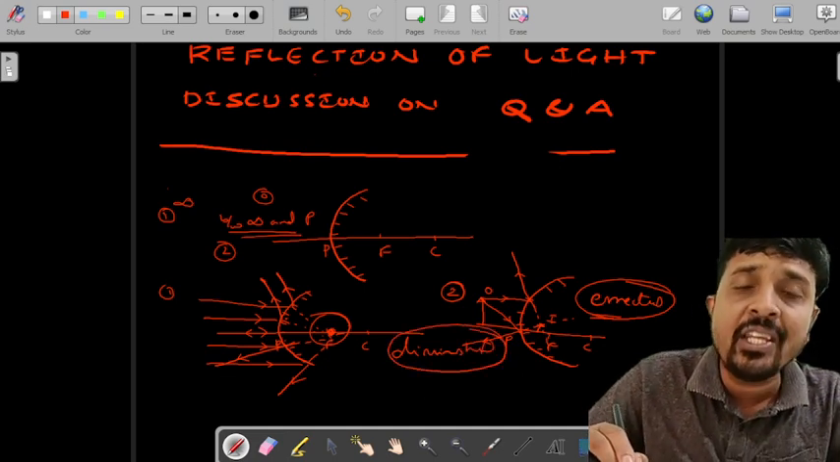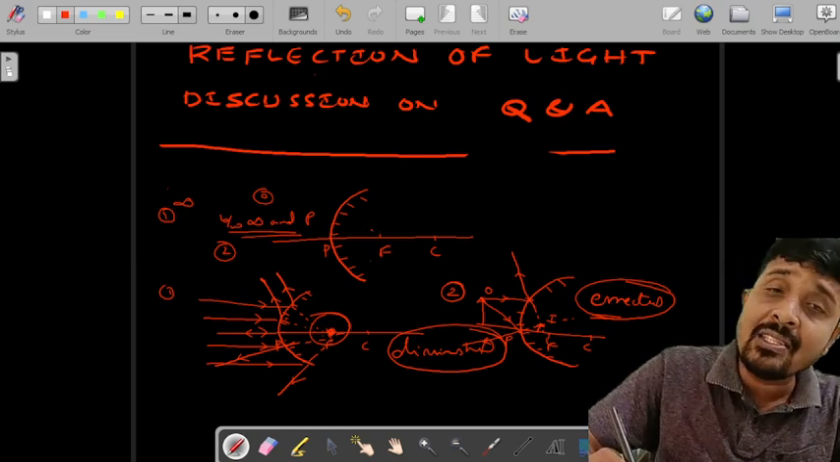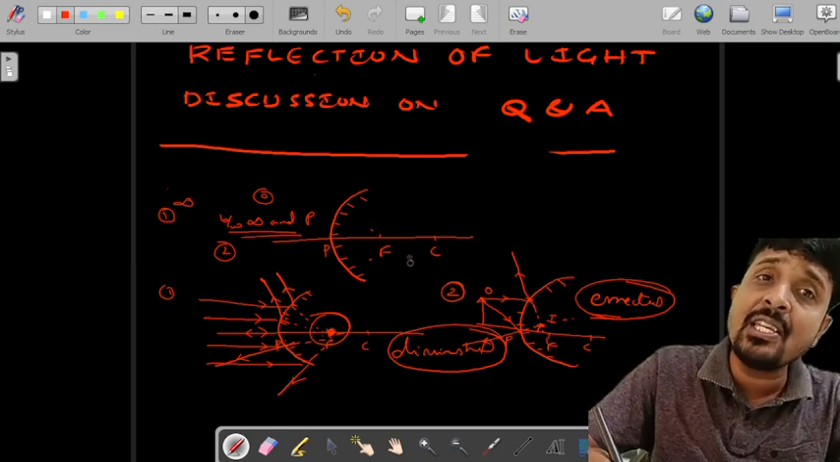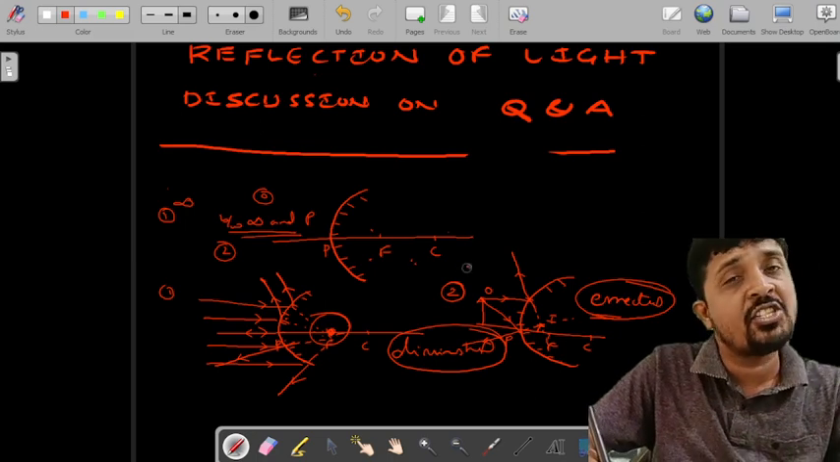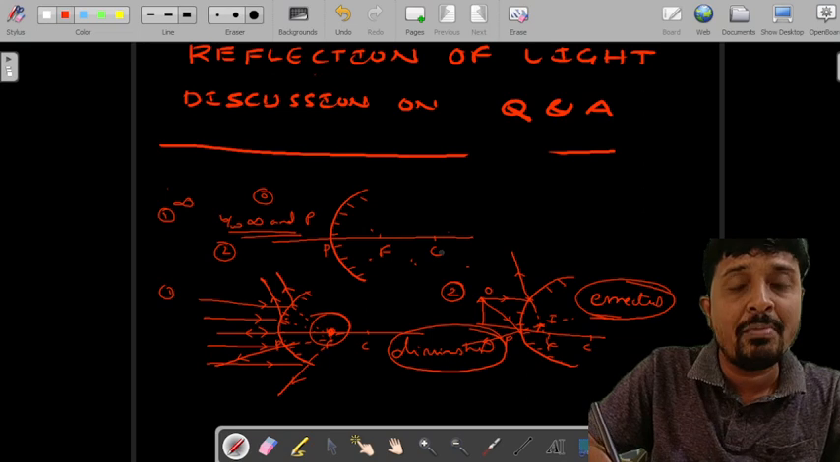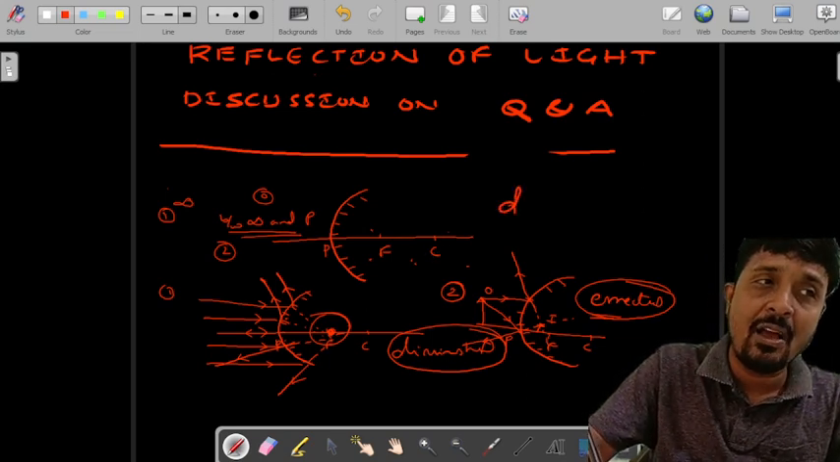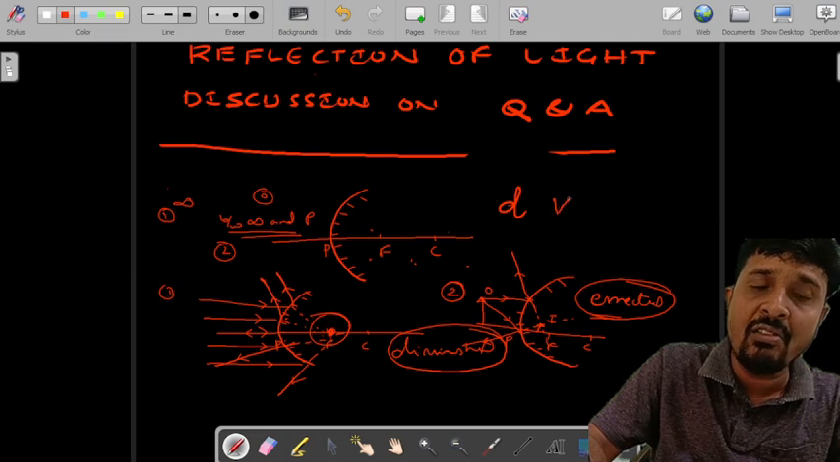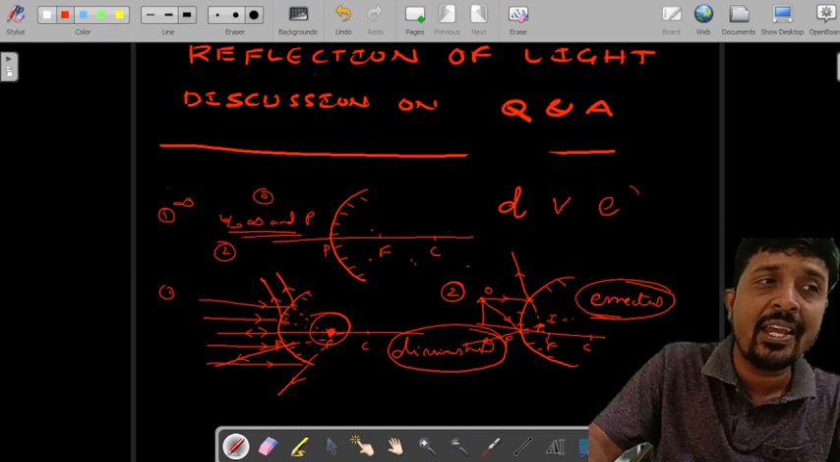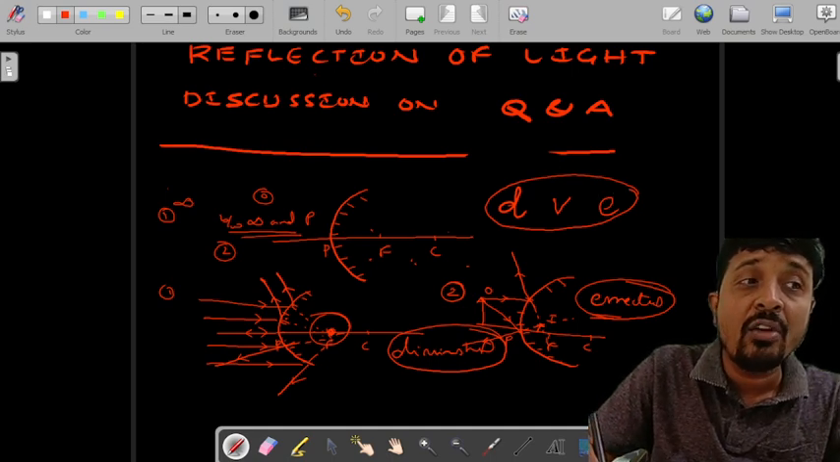That means concave mirror can form real image, virtual image, enlarged image, size of the object is equal to size of the image, and diminished image. But a convex mirror can form only diminished image, only erected image, only virtual image. Always diminished, always virtual, always erected. You remember this. This is for the convex mirror.